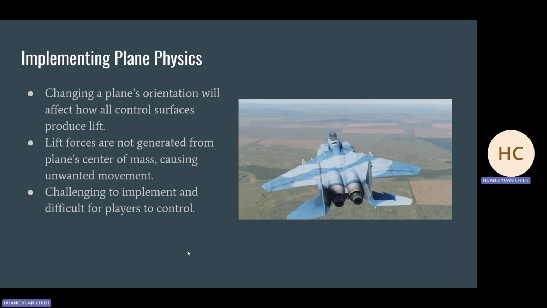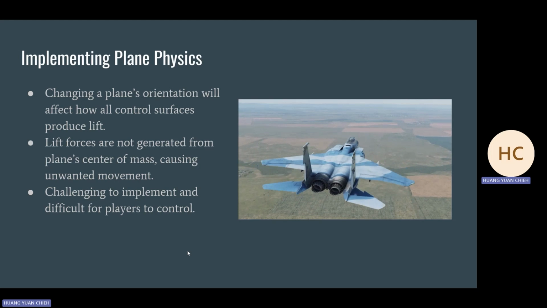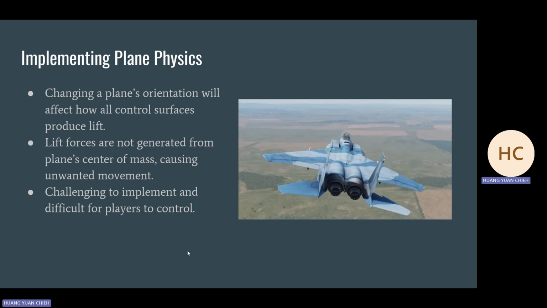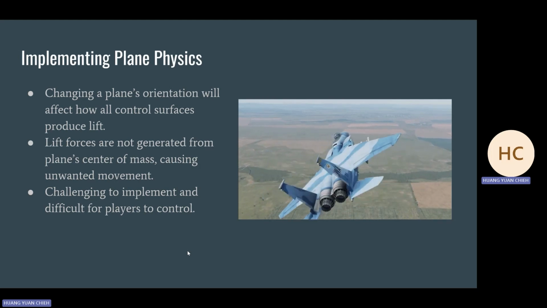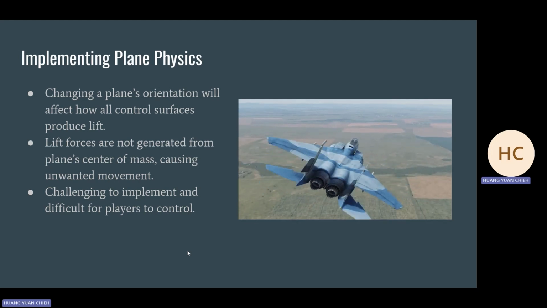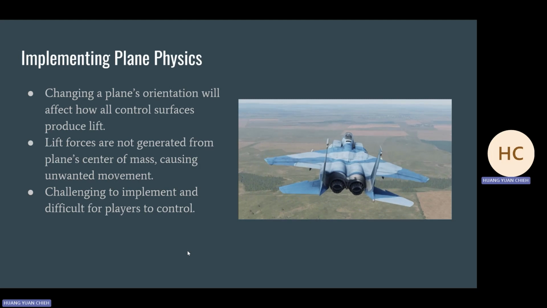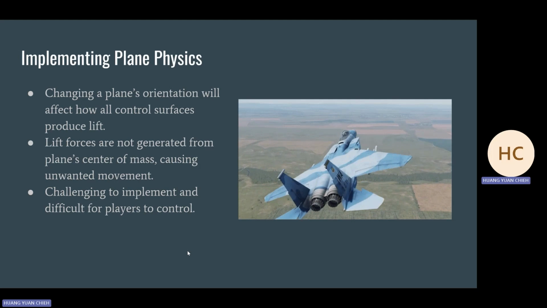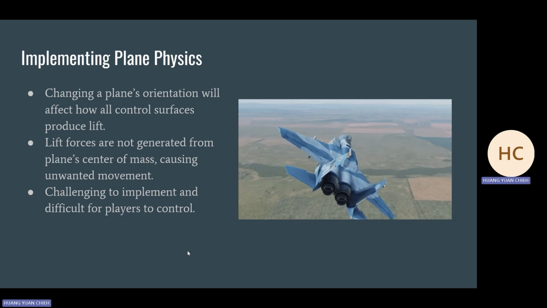In real life, the control surfaces of a plane create lift force that changes the plane's orientation. This change in orientation will affect how all of the control surfaces produce lift, which makes the plane more difficult to fly. For example, a yaw input is supposed to only rotate the plane around the y-axis, but since the rudder is above the plane's center of mass, it will also create a slight roll, which makes the plane wobbly and more difficult for players to control.